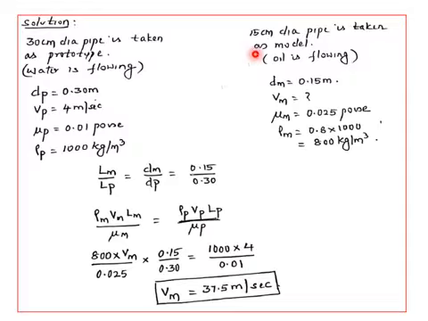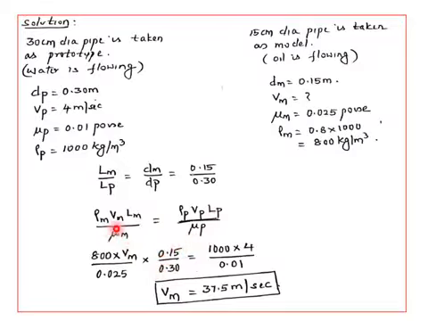Now we can apply that the Reynolds number in the model should be equal to the Reynolds number in the prototype. Since the length ratio Lr is not given directly, we know that Lm by Lp is nothing but dm by dp, since the diameters are given, so 0.15 by 0.3. This ratio can be substituted here. The density in the model is 800 kg per meter cube, and we can find the velocity.